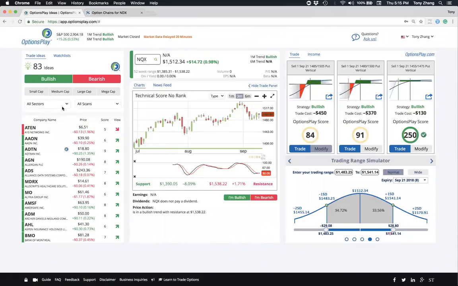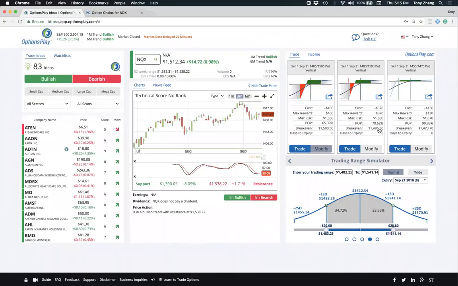James is asking, do you use delta for a probability indicator? So we don't use delta. We actually calculate our own probabilities of profit, but delta is usually a pretty good approximation if you don't have your own probability calculations or if your platform doesn't provide that.